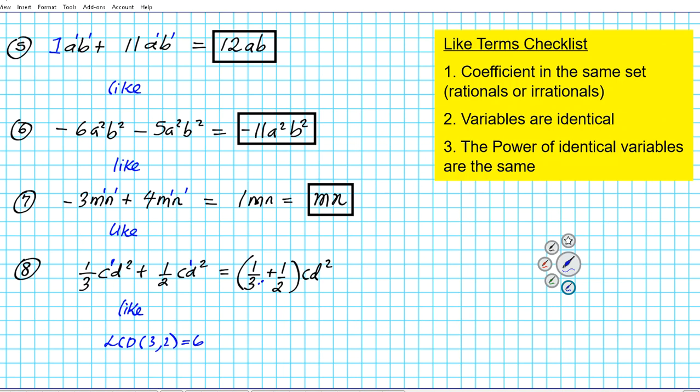Okay, so the LCD of 3 and 2 is 6. So you times this one by 2 top and bottom, and then you times this by 3 top and bottom, and that yields 2/6 plus 3/6 CD squared. Okay, now let's go ahead and combine the fractions. You add the numerators, 2 plus 3, which is 5, and keep the denominator: 5/6 CD squared. That's the answer to question number 8.